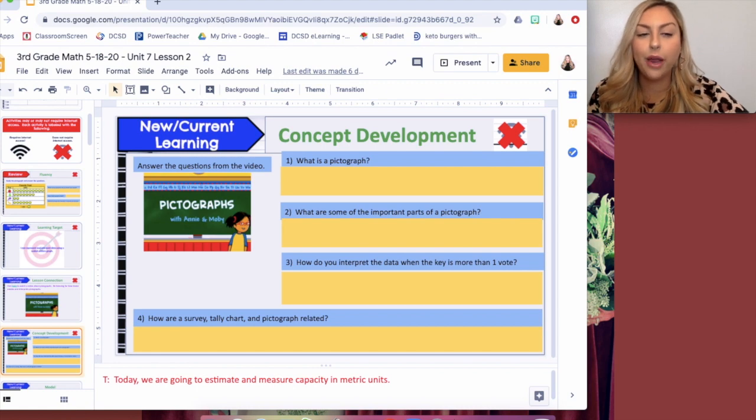All right, so if you were able to view the video, you're going to answer these questions. It says, what is a pictograph? What are some of the important parts of a pictograph? How do you interpret the data when the key is more than one vote? And number 4, how are survey, tally charts, and pictographs related, or how are they alike?